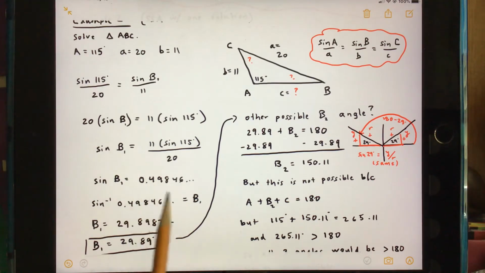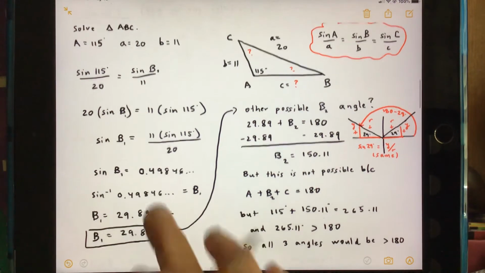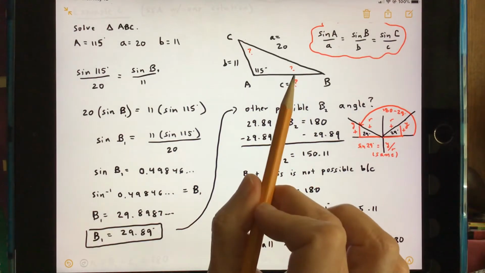If you leave this number in your calculator and then you just do the inverse of that number for sine, that will be the most accurate. You also could just round off to 0.498 and find sine inverse of that number, and that will give you the angle measurement 29.8987 degrees, so I round that off to 29.89. Okay, so I found what my B1 could be.